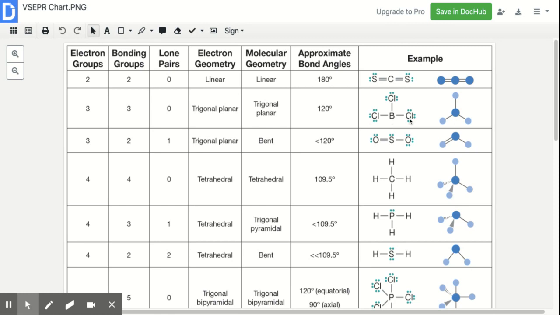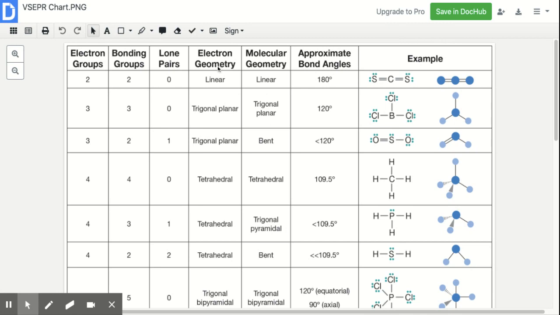So for this one, there are 3 electron groups coming off of the central atom. There are 3 bonded groups because it's actually bonded 3 different ways. And then there's no lone pairs. So that's how you would identify that using these numbers. So electron groups, there's 3 total. 3 of those are bonding groups. There's no lone pairs. So for the actual name, you want to go for the molecular geometry.